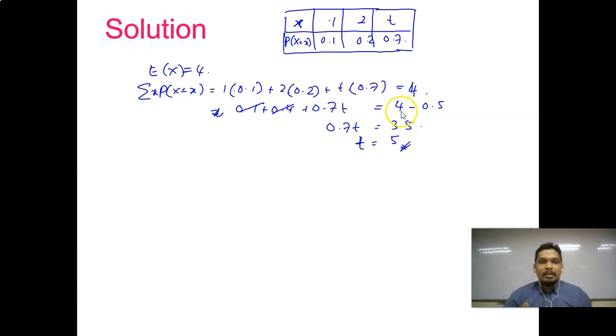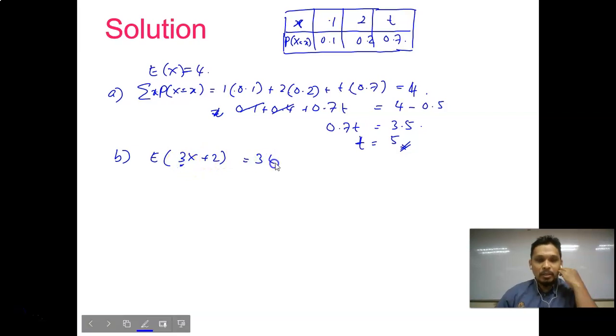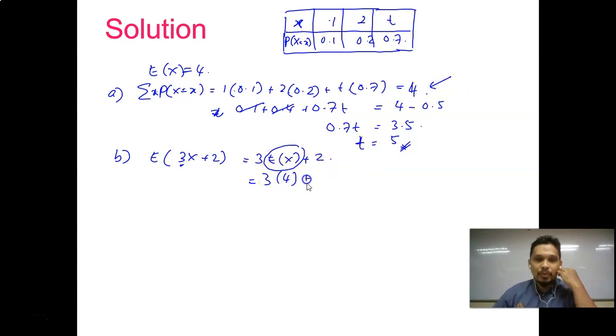Okay, and then question B, E of 3x plus 2. For this one, it equals 3 times the expected value of x plus 2. The expected value of x is already given here, equal to 4. So 3 times 4 plus 2. 3 times 4 equal to 12, plus 2 equal to 14.